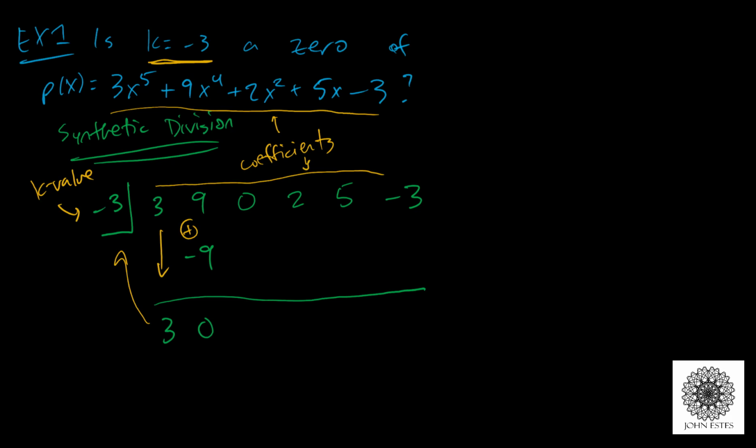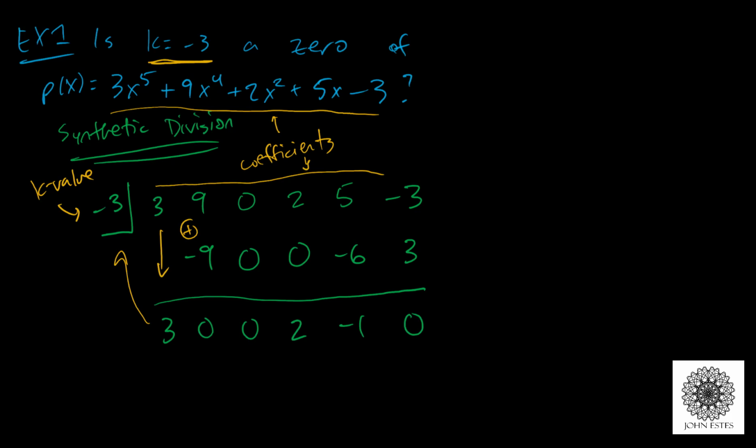And then I keep going. So here I say 0 times -3 is 0. 0 plus 0 is 0. 0 times -3 again is 0. 2 plus 0 is 2. 2 times -3 is -6. I add those together. 5 minus 6 gives me a -1. -1 times -3 is +3. And -3 plus 3 equals 0.